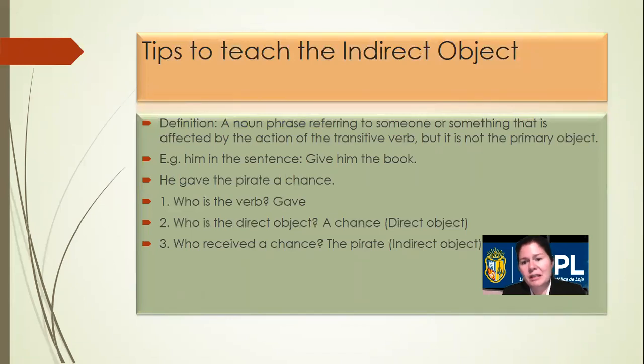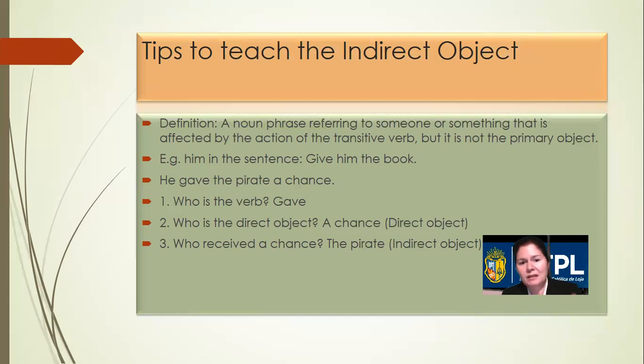Now, tips to teach the indirect object. We need to have a few steps to follow to understand this. Definition: a noun phrase referring to someone or something that is affected by the action of the transitive verb, but it is not the primary object. Example: him in the sentence, give him the book. He gave the parrot a chance.